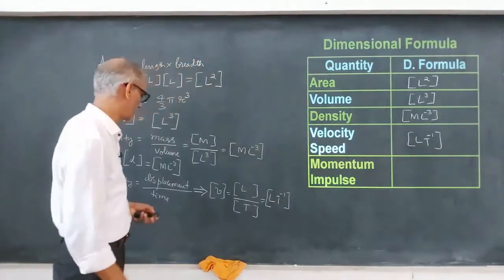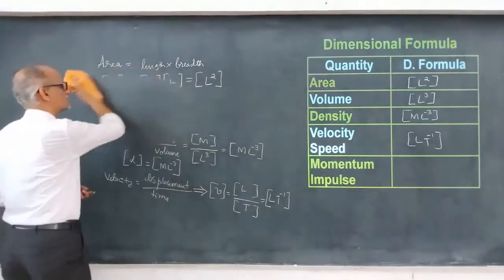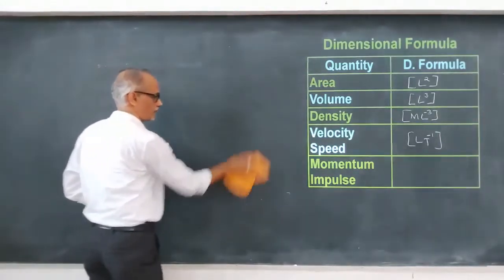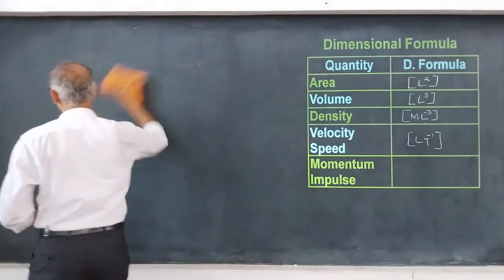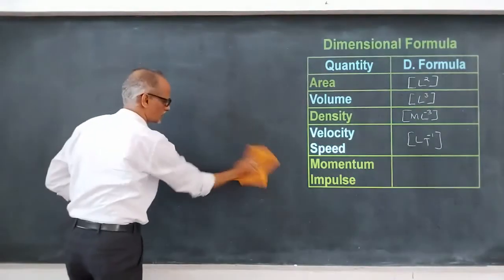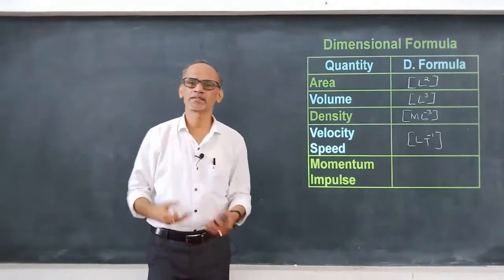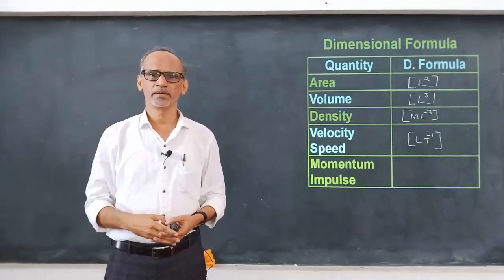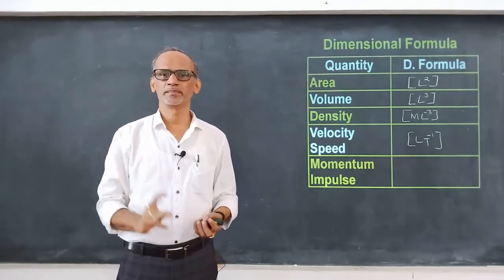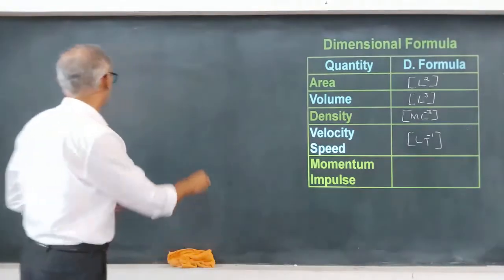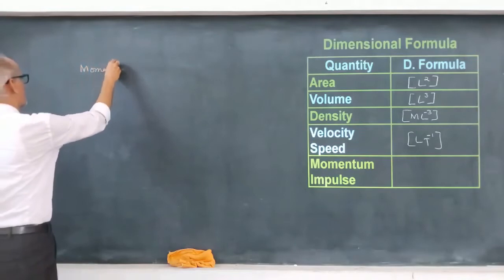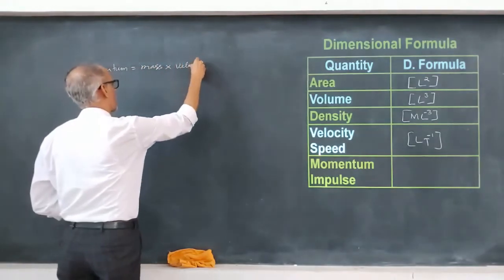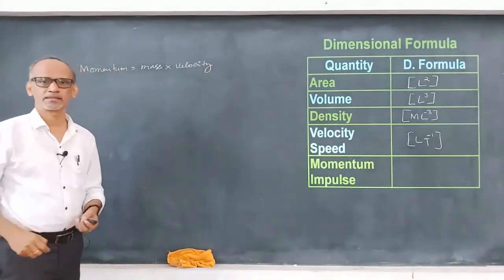Let's go for the next, for which I'm going to clear this part of the board. So, how do you measure momentum or impulse? Remember this term called impulse of force. Later in chapter 5 we are going to learn about it. Not to worry, just remember momentum and impulse, a pair having the same dimensional formula. How do you measure momentum, by the way? Momentum is nothing but the product of mass and velocity.